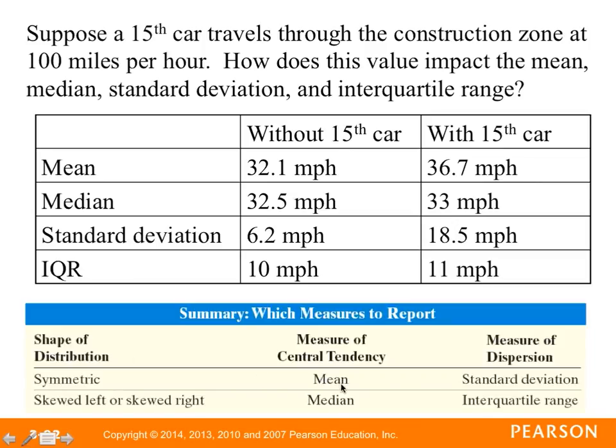If you have a symmetric distribution, then you want to use the mean and the standard deviation. If you have a distribution that's skewed left or skewed right, like it would be in this case with this 100 mile per hour outlier, you're going to want to use the median and the interquartile range in order to describe your data. The median and the interquartile range are both resistant to outliers.